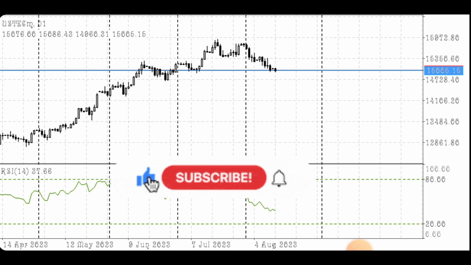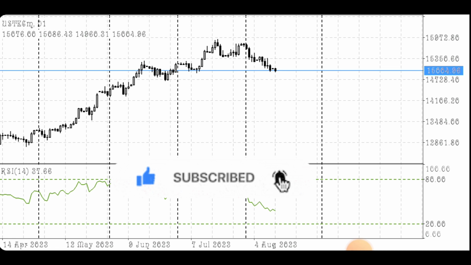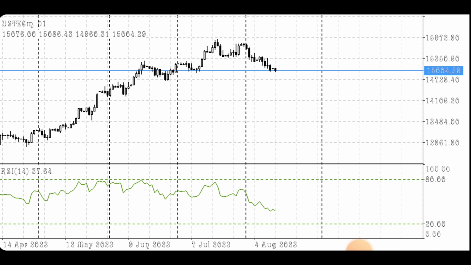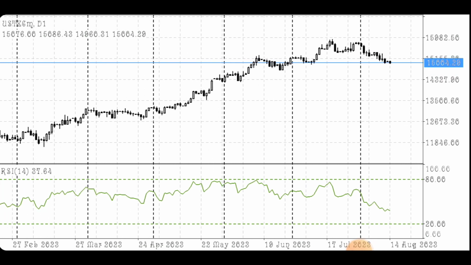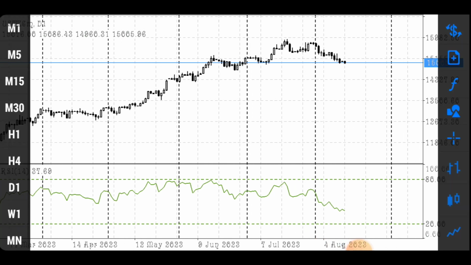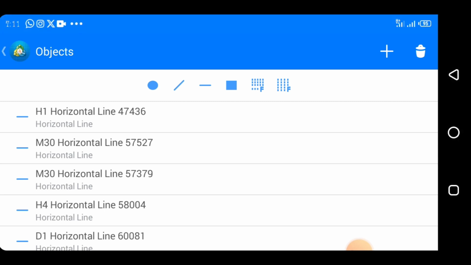So today I'll be analyzing the USDJPY, the GBPJPY, and the NASDAQ. I'm going to start with NASDAQ, as you can see on my screen, and I'm on the day one time frame. So you can see this has been trending for a while now.